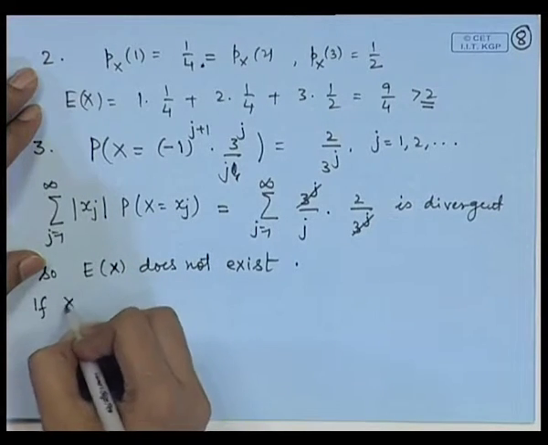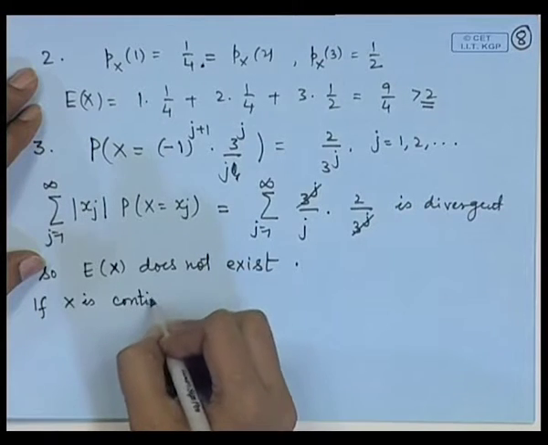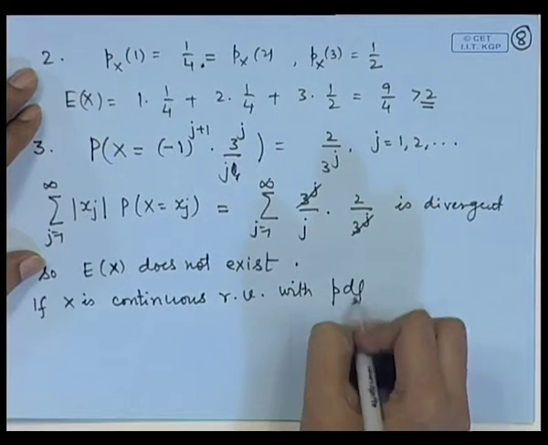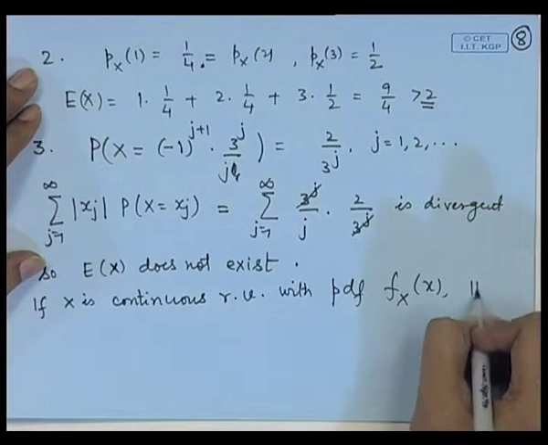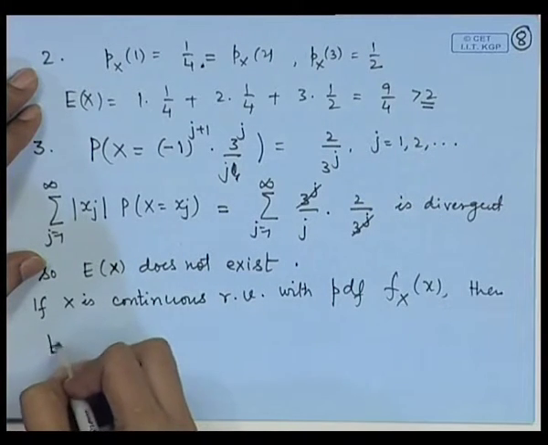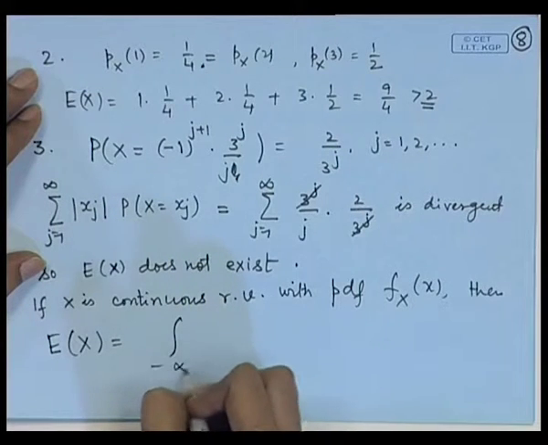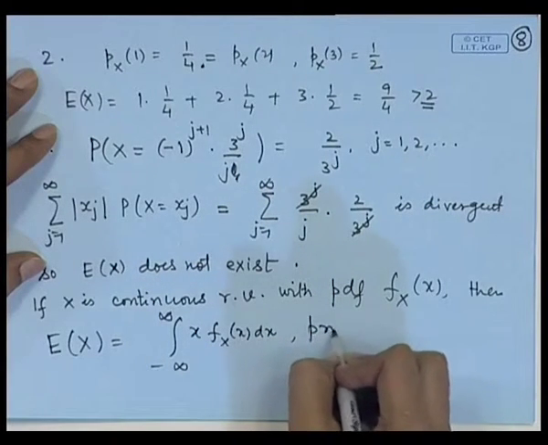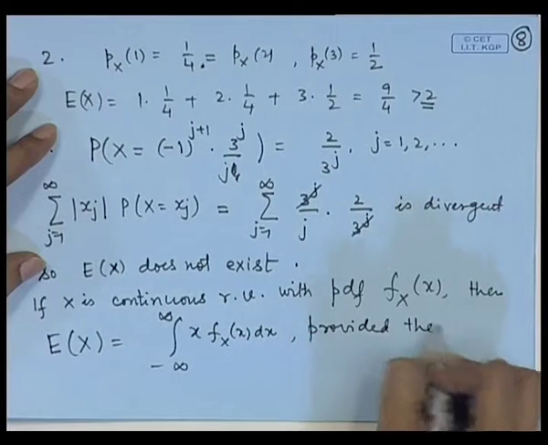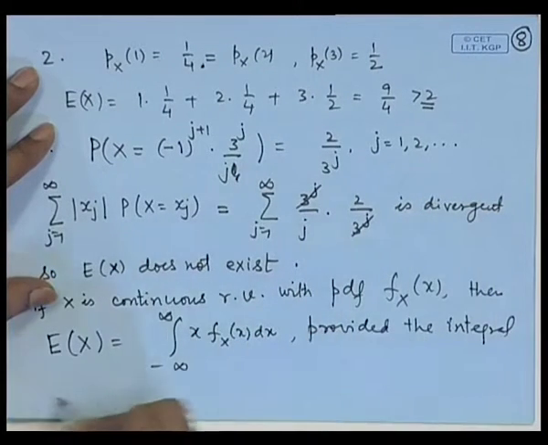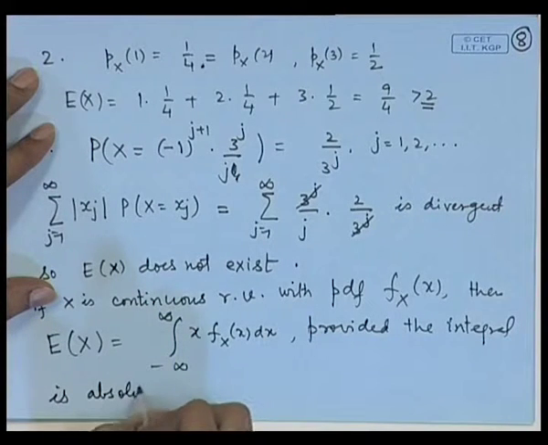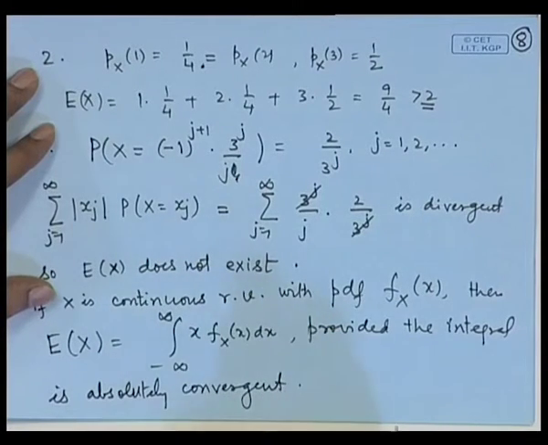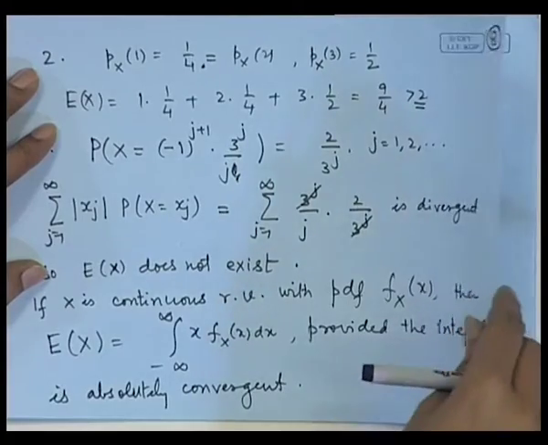If x is a continuous random variable with PDF f(x), then expectation of x is defined as the integral from minus infinity to infinity of x f(x) dx, provided the integral is absolutely convergent. Let us look at some of the examples.